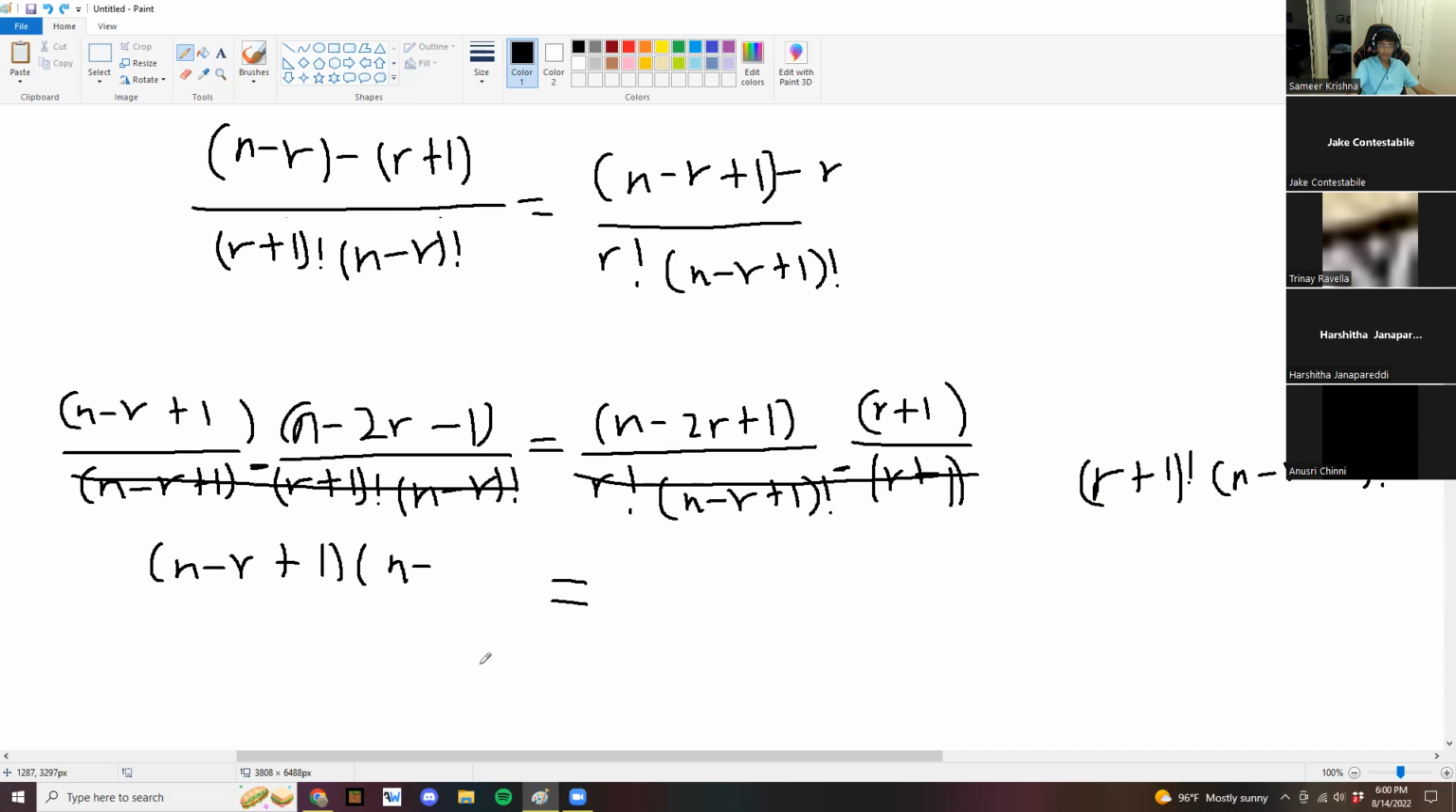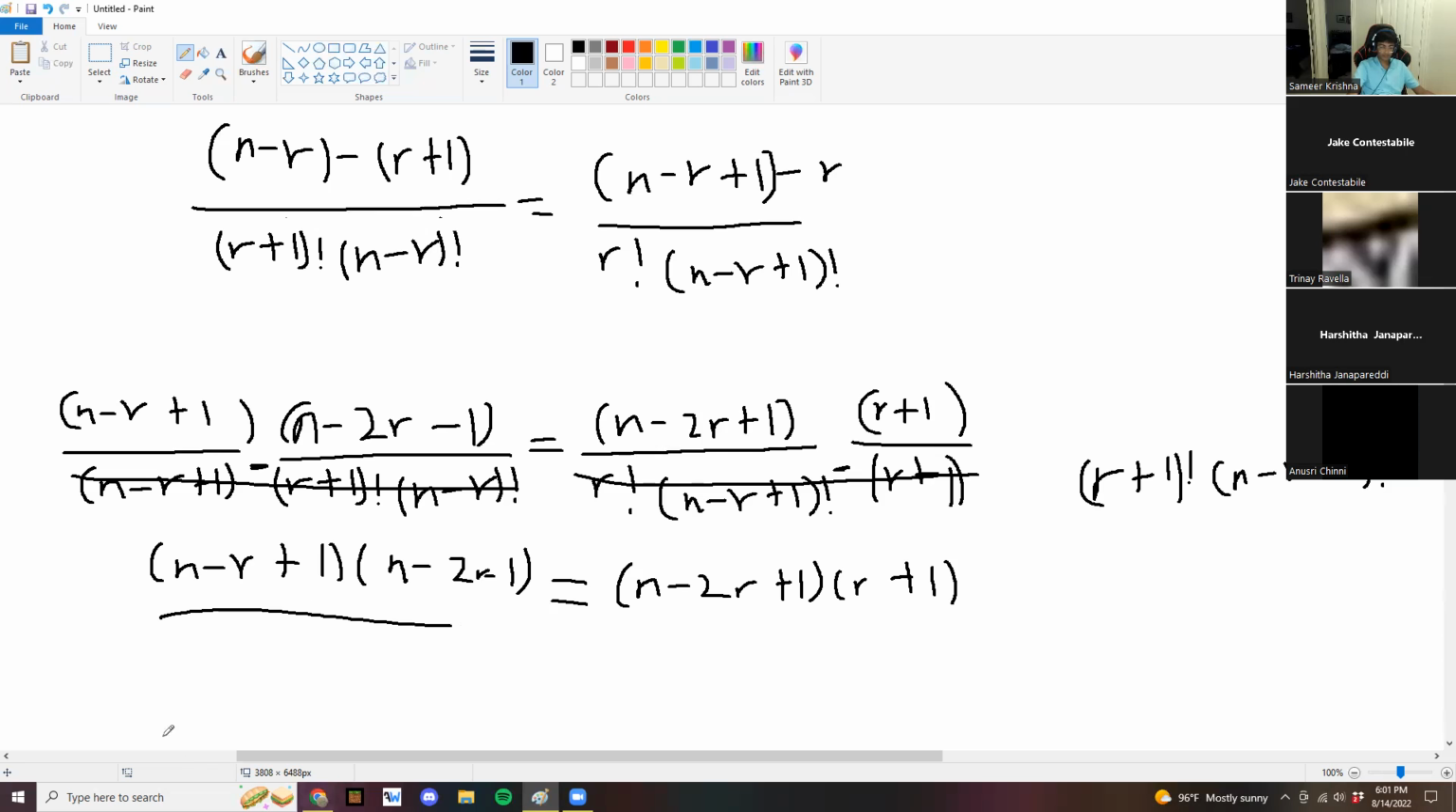And then after that, n minus 2r minus 1 is equal to n minus 2r plus 1 times r plus 1. So you can multiply these. Is that what he did? Yeah. Okay. So you multiply these each on each side.